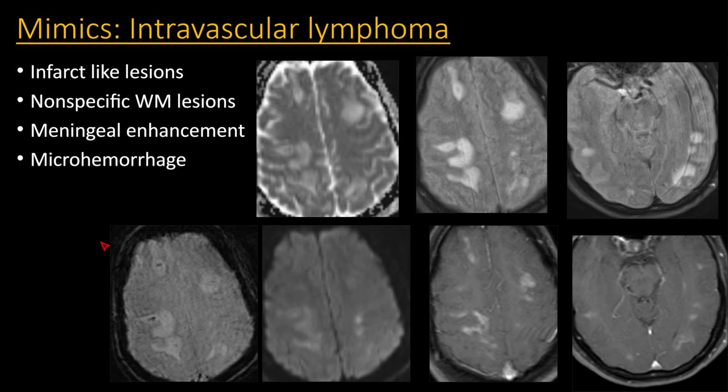Here's a pathologically proven case of intravascular lymphoma that I had. Here on SWI images, you can see some microhemorrhages. So that sort of goes with the microhemorrhage. On the diffusion weighted images, some areas of high DWI signal. Not all, some of them are T2 shine through for sure, but some of them may have a little bit of restricted diffusion, so infarct-like lesions you can see. And then obviously you have the non-specific white matter lesions. You can see some subcortical white matter hyperintensities here, and they do demonstrate some enhancement. A lot of them demonstrate this enhancement.